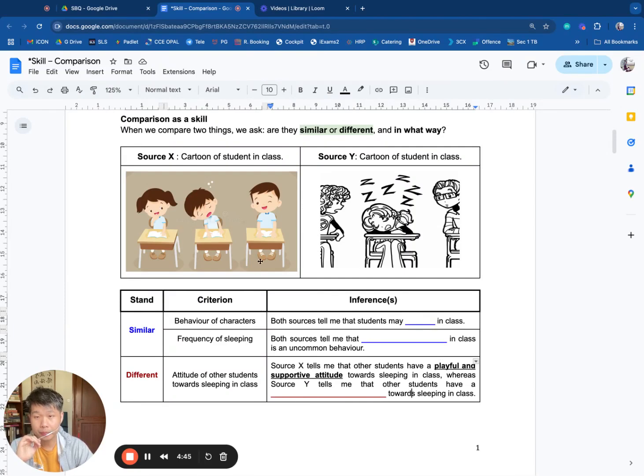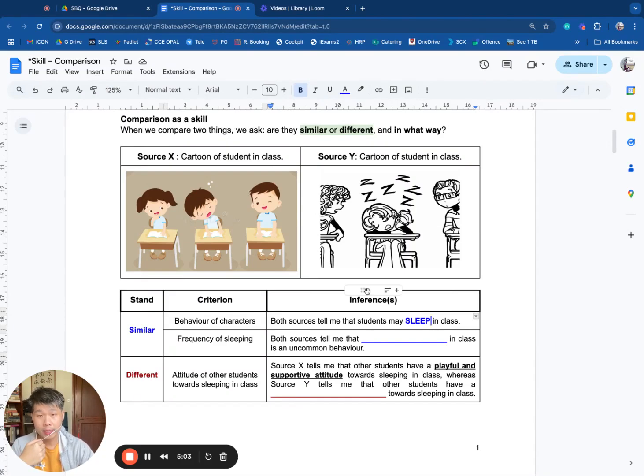Here I learned that in both cases, students may sleep in class. That's something I've observed. That is the combined inference, in fact. I can say that sources X and Y are similar in telling me that students may sleep in class.